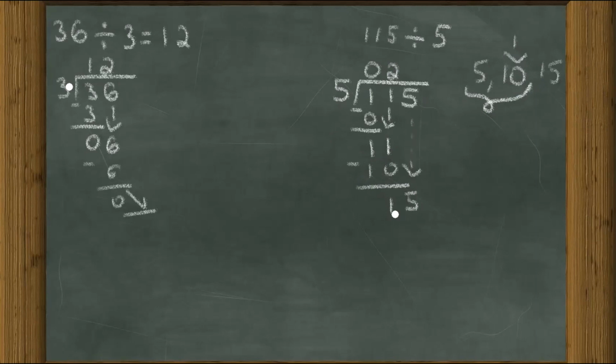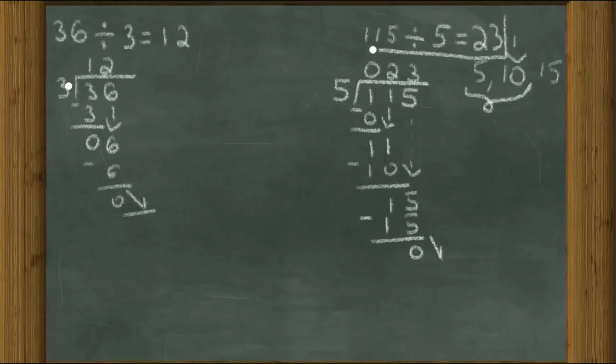Now I know that 5 can fit into 15 3 times. 3 times 5 is 15. I'm going to subtract 15 minus 15 and get 0. So I know I'm done because I hit 0 and there's nothing else to bring down. And 0, 2, 3 is the same as 23. So I know that 115 divided by 5 is equal to 23.